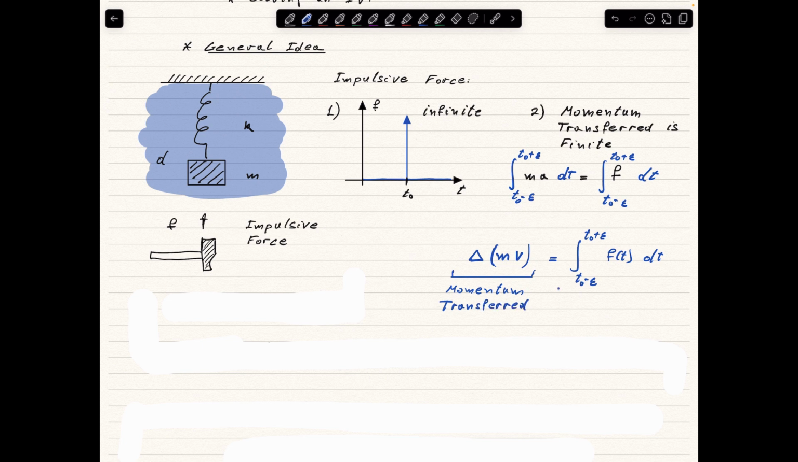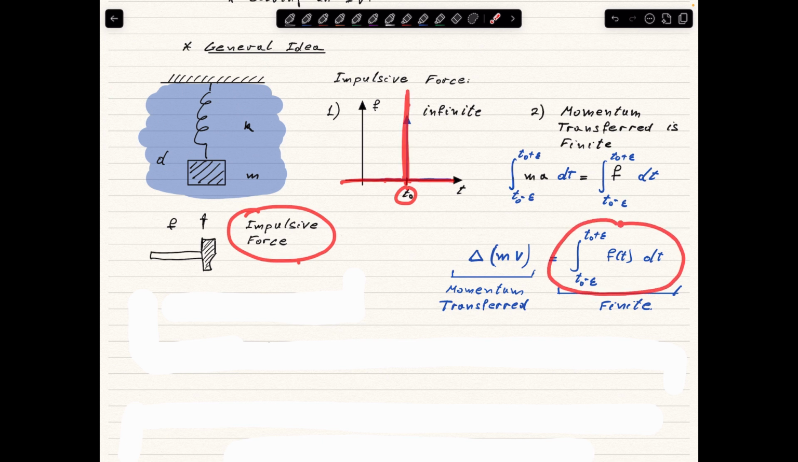And Newton's equations say it has to be the integral over those times of the forces acting on the system. And what we are saying here when we say the momentum transfer is finite is that this integral is finite. So these are the two properties that an impulsive force must have. Zero everywhere for all times except at one single point in time where the force is infinite, but is infinite in a very particular way, in a way that this integral is actually finite. So this is the system we want to be able to describe.